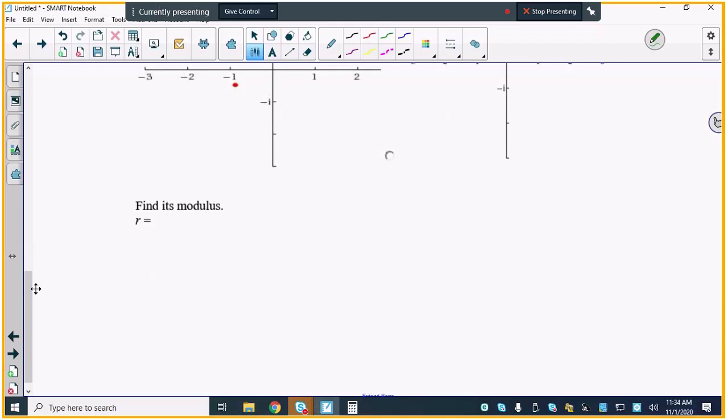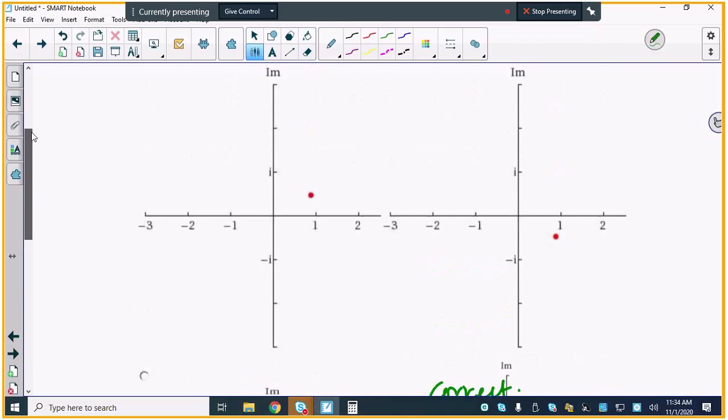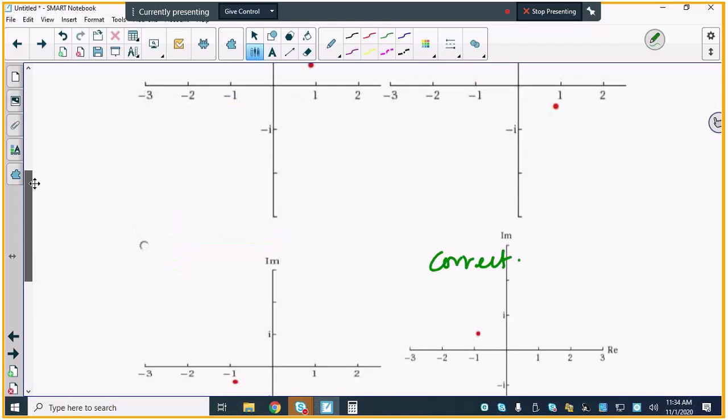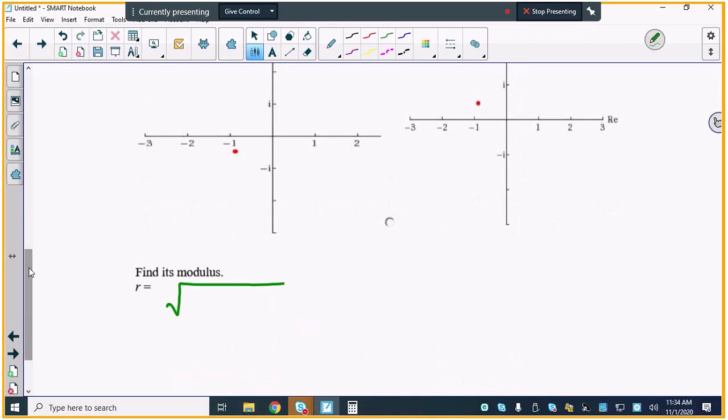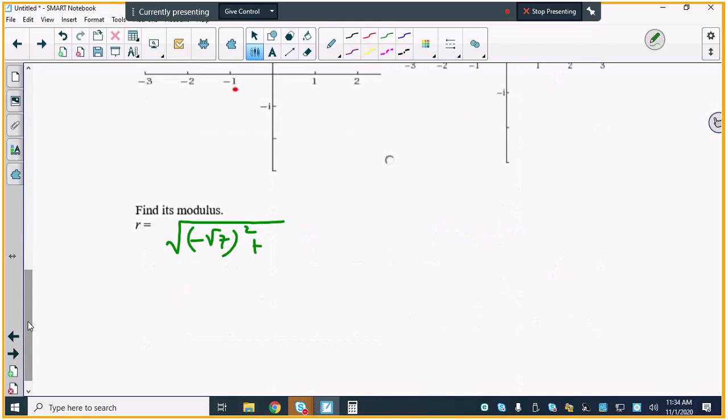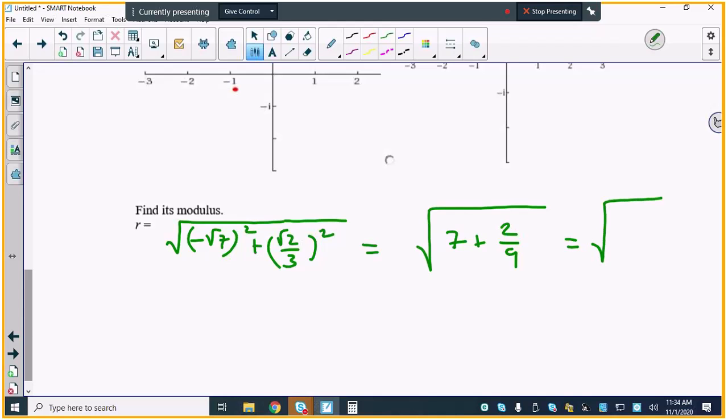Similar problem. Find the modulus. The modulus of this complex number is going to be the square root of x squared plus y squared. So you will say square root of, now remember your x was negative square root of 7, squared, plus your y in this problem is 2 square root of 2 over 3, squared. Which is going to be 7 plus 2 over 9. So when I find the common denominator, I get 63 plus 2, which is 65 over 9. And that is square root of 65 over 3 units.